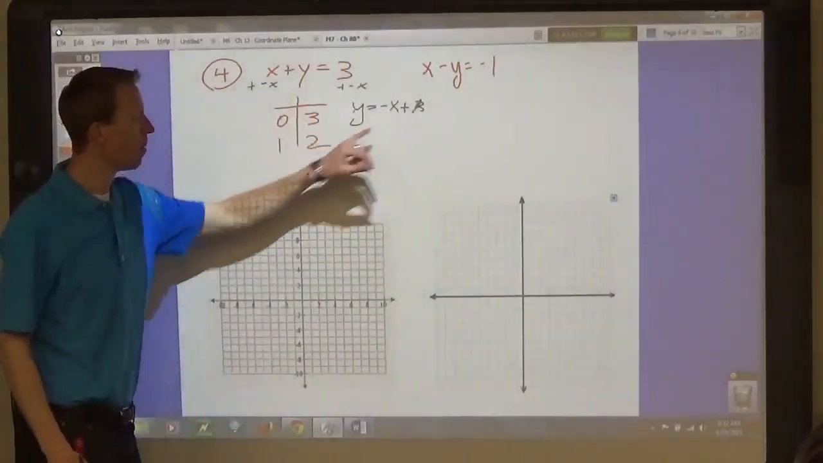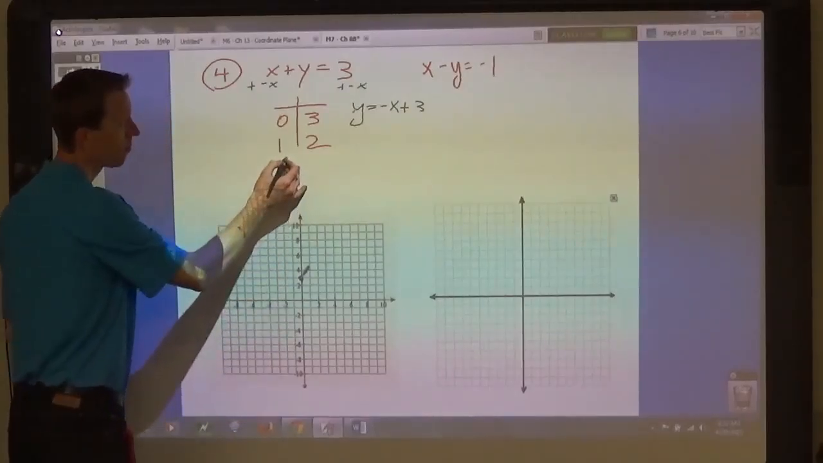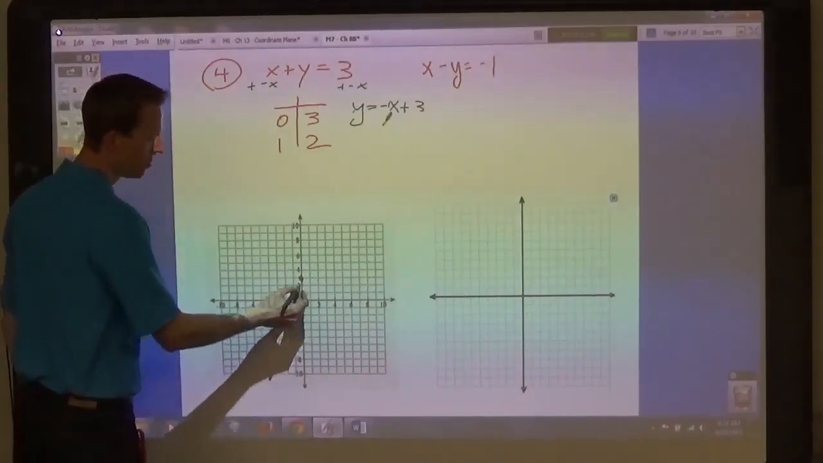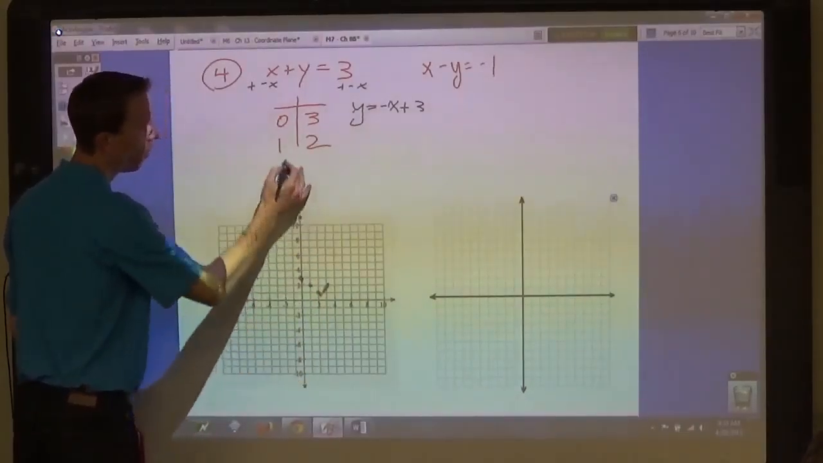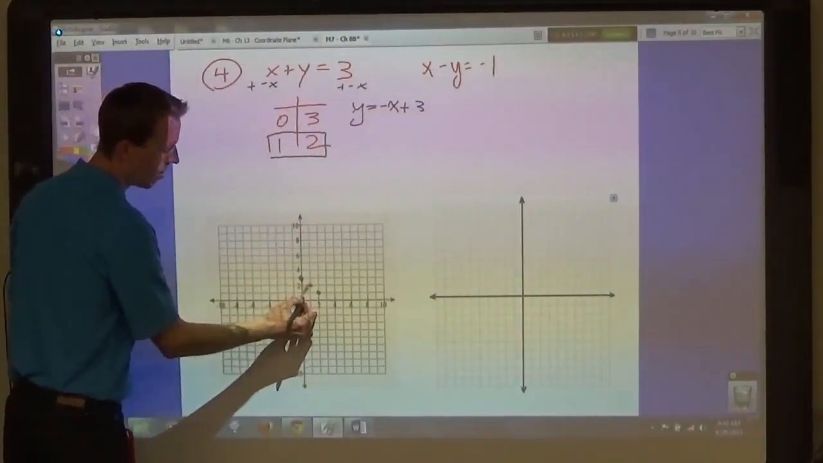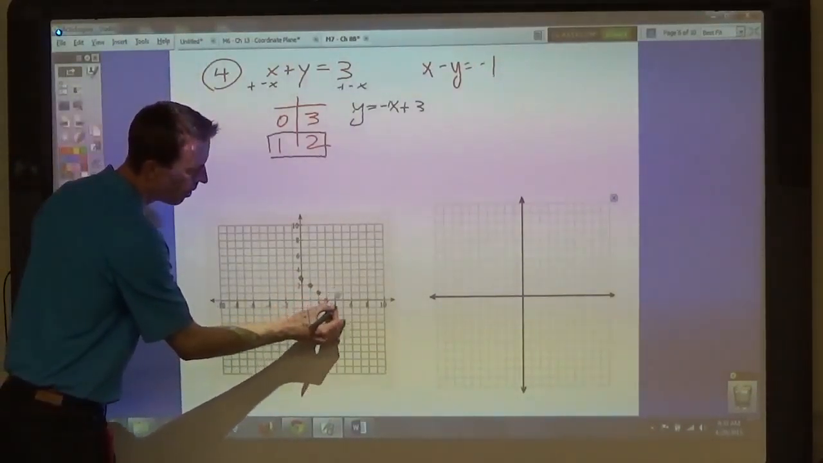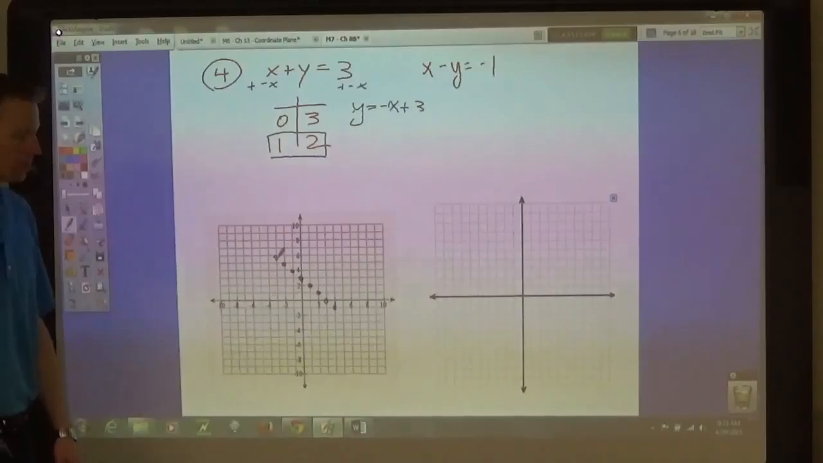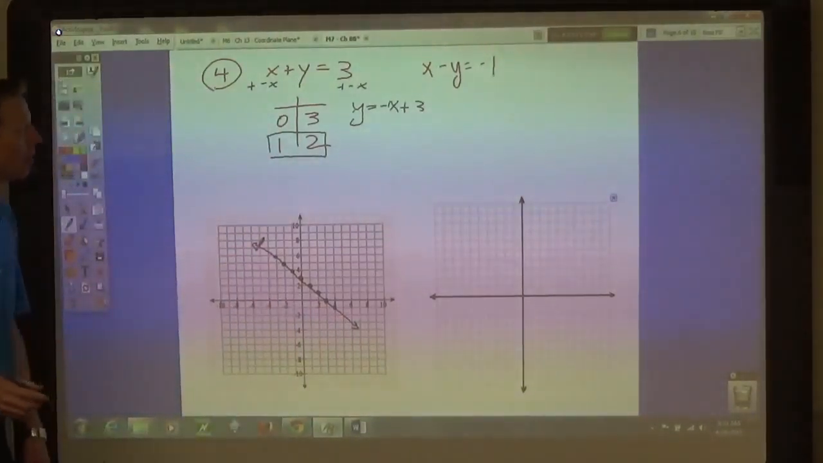So then, we mark 3. Both of these have 3 as our point. 0, 3. And the slope is negative 1, isn't it? So down 1 over 1. Or this point, 1 comma 2 is also a part of that line, isn't it? And if we follow the pattern, we have a group of points there, right? Are you getting this? Okay, good. So we draw that line, and then graph this one.